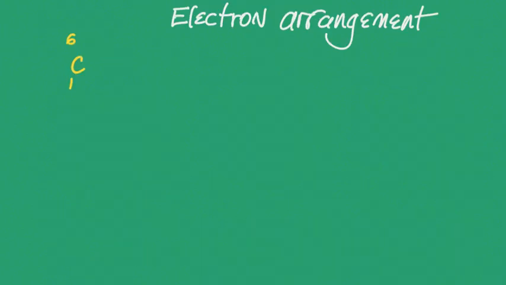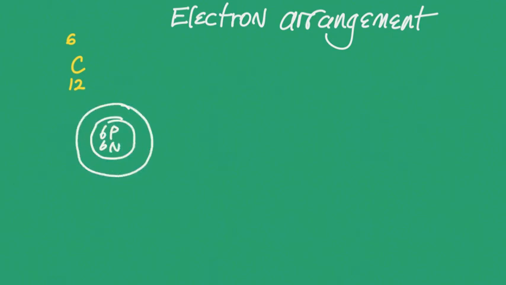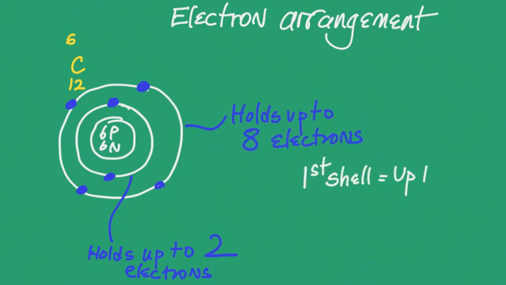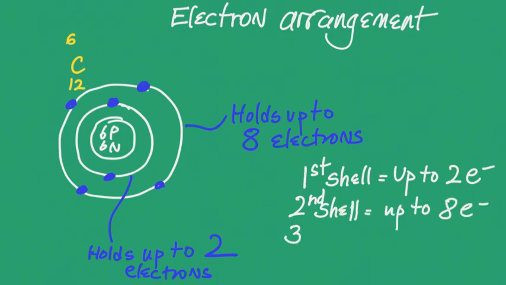In order to draw an atom, we need to know the electron arrangement. There are some rules to follow. Now here is our carbon with its 6 protons, 6 neutrons, and 6 electrons. The inner shell holds up to 2 electrons. That's the first shell, holds up to 2 electrons. The second shell holds up to 8 electrons. So the first shell up to 2 electrons, second shell up to 8 electrons, the third shell up to 8 electrons. Let's apply the rules of electron arrangement to oxygen.